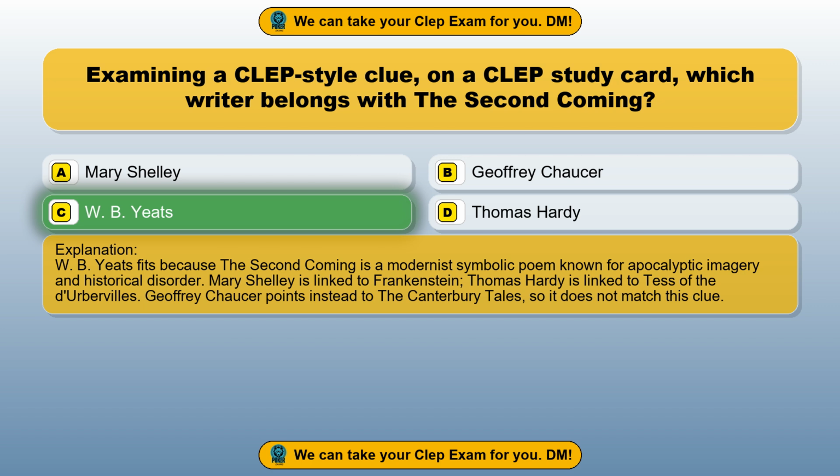Mary Shelley is linked to Frankenstein, Thomas Hardy is linked to Tess of the D'Urbervilles. Geoffrey Chaucer points instead to the Canterbury Tales, so it does not match this clue.